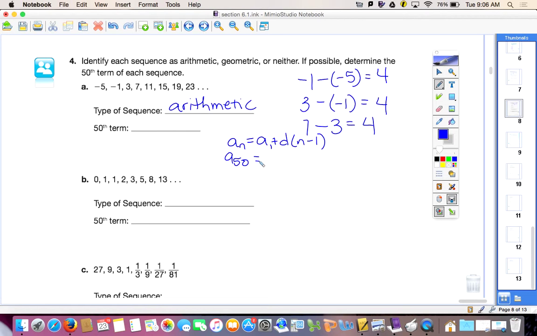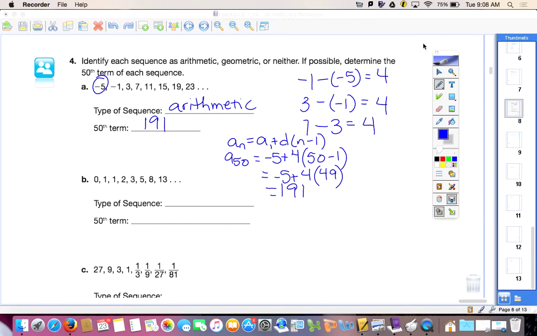So in order to fill this in, the 50th term, a sub 50, is equal to a sub 1, which is your first term, -5, plus the difference, 4, times the 50th term minus 1. So we've got -5 plus 4 times 49, which is equivalent to 191. So our 50th term would be 191.